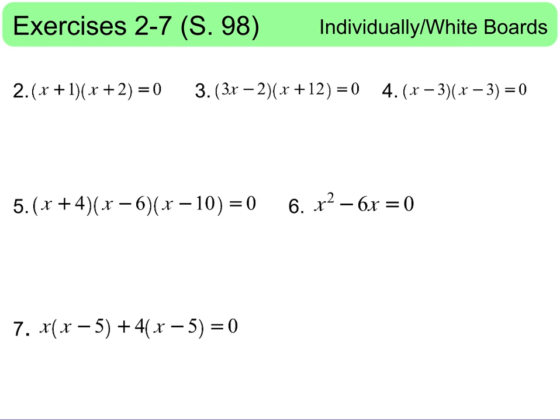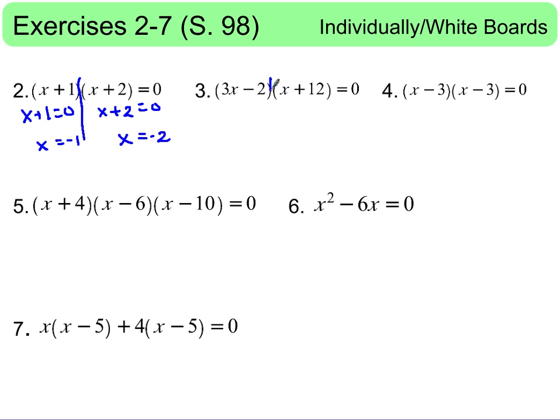In exercises 2 through 7, the teacher is having the students continue this practice, individually or on whiteboards where partners solve these particular problems, just to get a better idea as we go through. So to look at some of them, if I split this up, which is where the teacher would want them to go eventually, would be to put a line down there, set each one equal to 0, and then solve each one independently. So you would end up with x equals negative 1 and x equals negative 2.